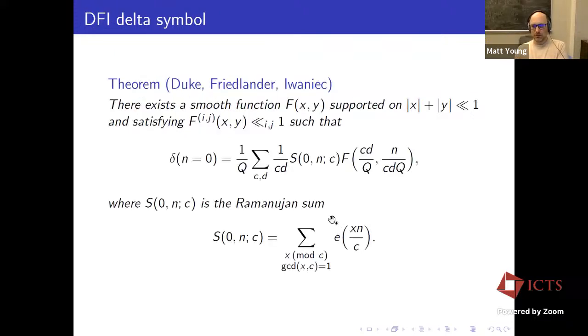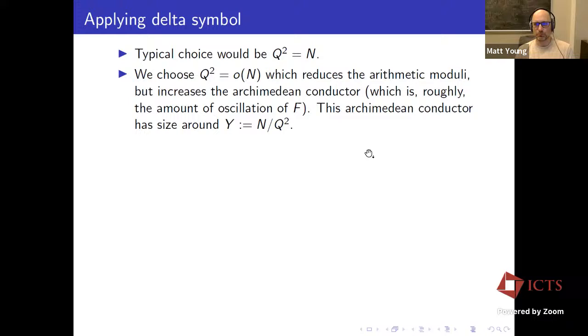So q is smaller, that's going to make c smaller, and there's a trade-off. You can make c smaller, but that's going to make this f function behave like it's pushing some oscillation into it. There's an arithmetic conductor and an analytic conductor. The arithmetic conductor being small is going to force the analytic conductor to be big. And so the Archimedean conductor in this problem should be around n over q squared. So if you make q small, that's going to make this Archimedean conductor in the delta symbol bigger.